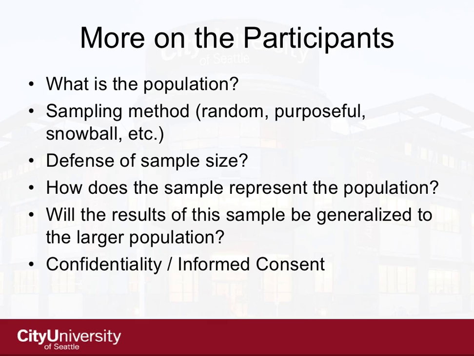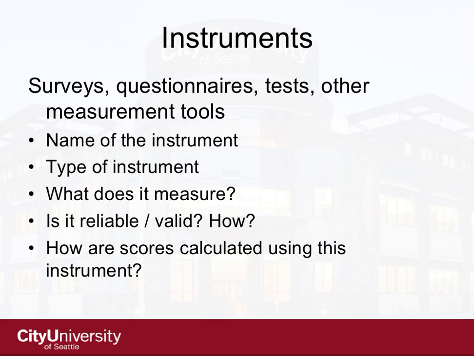So now, more on the participants. What's the population? The sampling method: how are you going to sample them? Is it purposeful, snowball? Is it random? How do you defend the sample size? How do you know that the sample size is accurate for your research? Will the results of the sample be generalized to the larger population? And then again, on confidentiality, how are you going to make sure that you cannot identify the participants? Perhaps you use initials, perhaps you use a pseudonym. Many qualitative interviews use a pseudonym. That's a great way to do it.